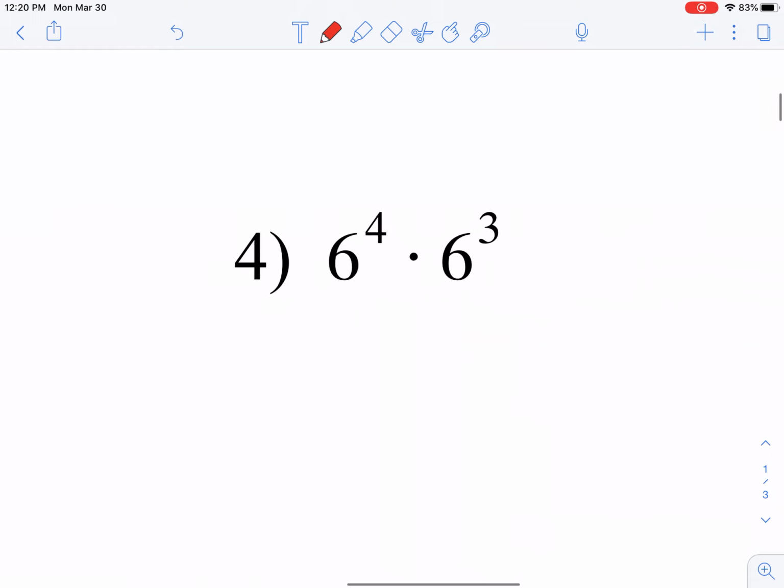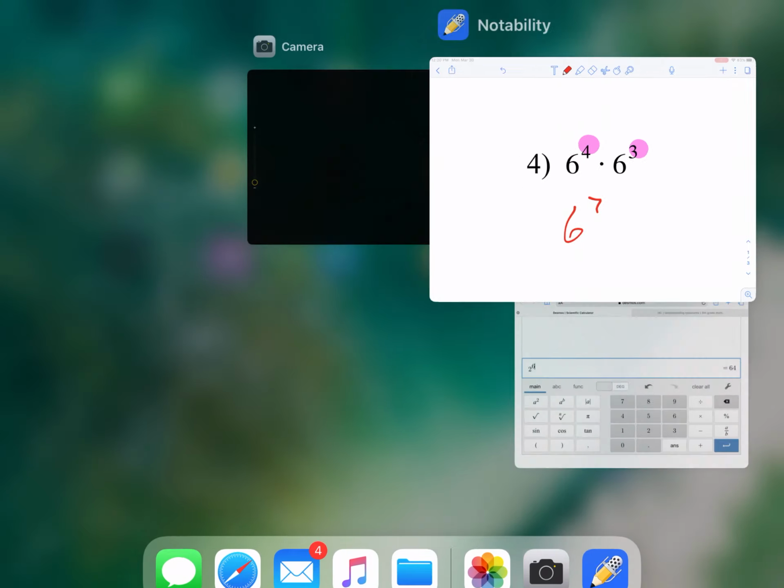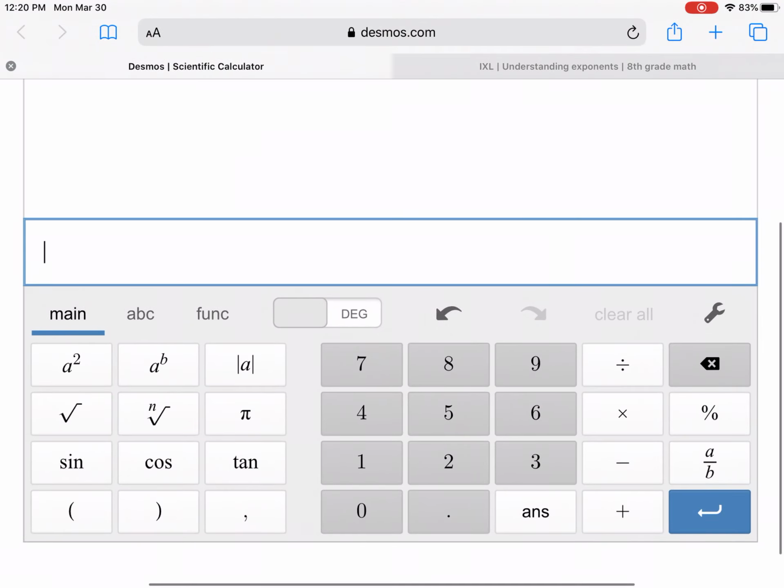Number 4, again we're going to keep the base and simply add the exponents. 4 plus 3 is 7, so it becomes 6 to the seventh. Again, if you want to solve it out, you're more than welcome to. It is 279,936.